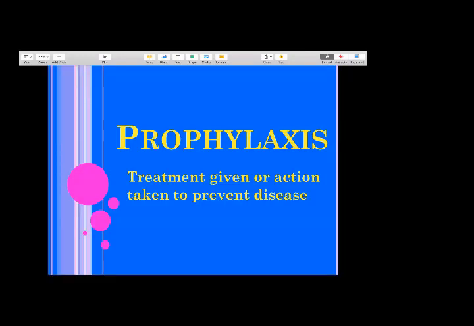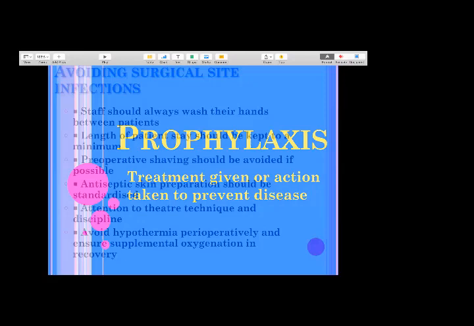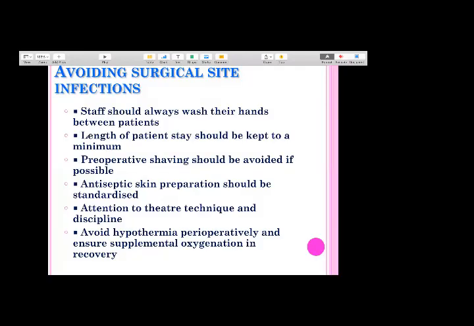Now, we're briefly looking at prophylaxis, a treatment given or action taken to prevent the disease from happening. Avoiding surgical site infections: staff should always wash their hands between patients, one patient, wash your hands, then the next. That's necessary. Length of patient stay in hospital should be kept short. Pre-operative shaving should be avoided if possible.